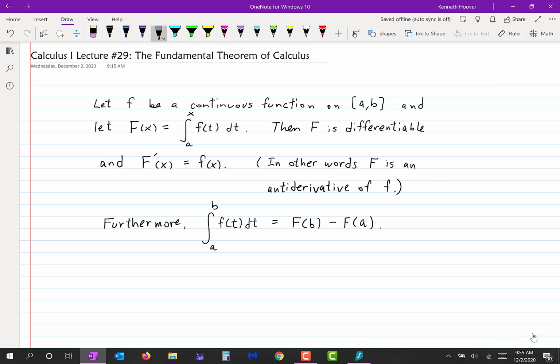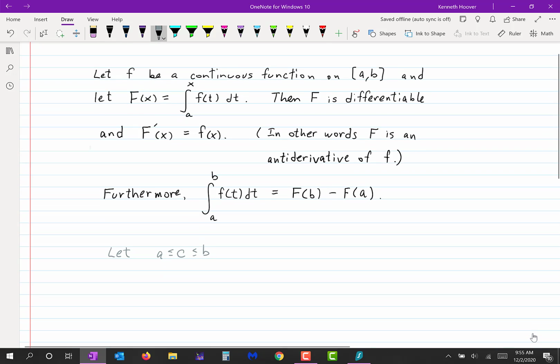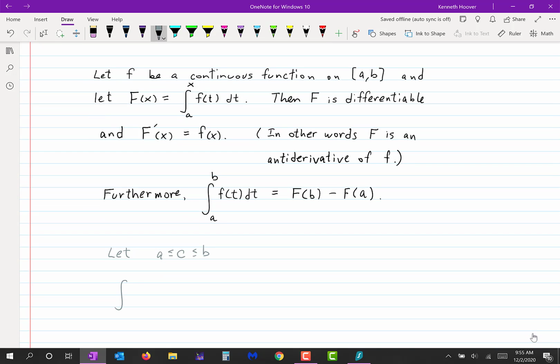Okay, how are we going to prove that? So let's see, let c be any number between a and b. Then I can take the integral of little f from a to b, and I can break that up into the integral of little f from a to c, and then add on to that the integral of little f from c to b.